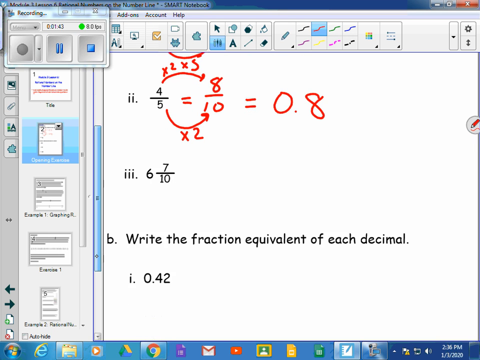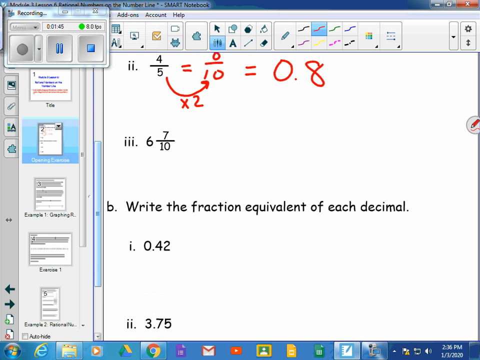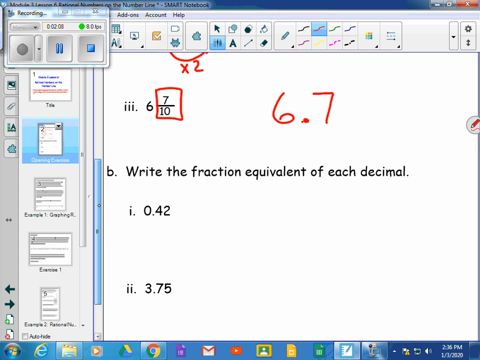The third example is a mixed number. That tells us that we are going to have a decimal that has a whole number in front of it. We're going to have 6 point something, since it's 6 7/10. If I look at just the fraction 7/10 part of it, it's already got a 10 in the denominator, so all I have to do is put 7 in the tenths place. 6 7/10 is equivalent to 6.7.